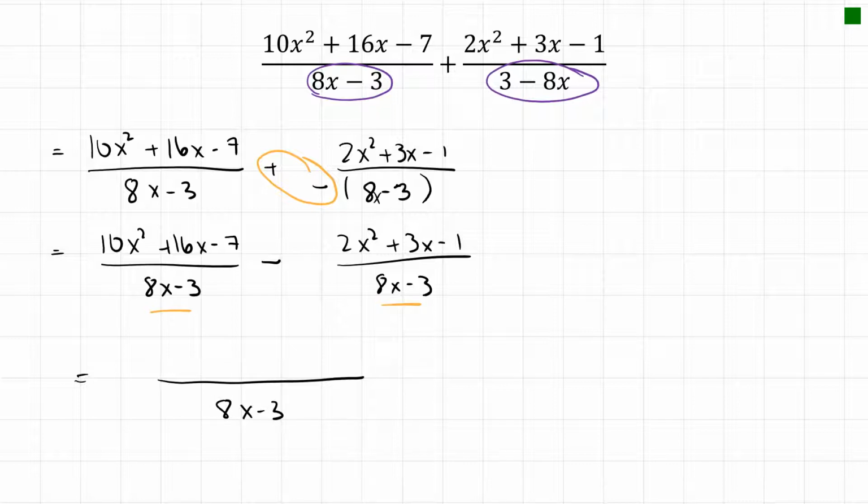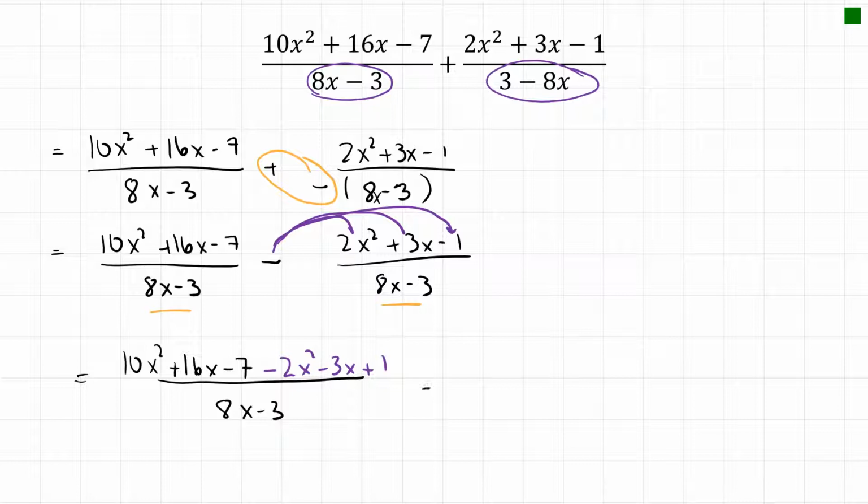The first three terms are 10x squared plus 16x minus 7. Now, because subtraction's involved, remember that minus sign belongs to everything that follows. It multiplies through. So I will make sure that all the signs switch.